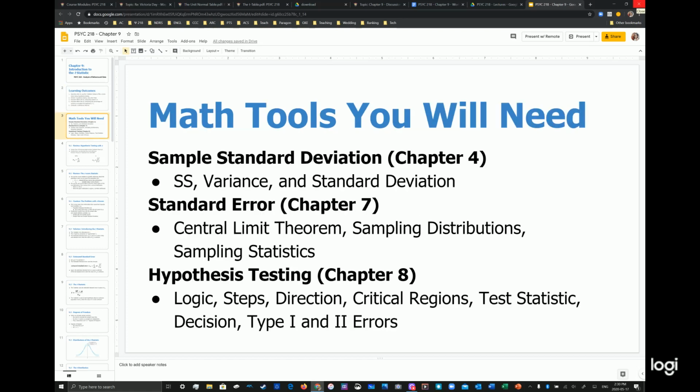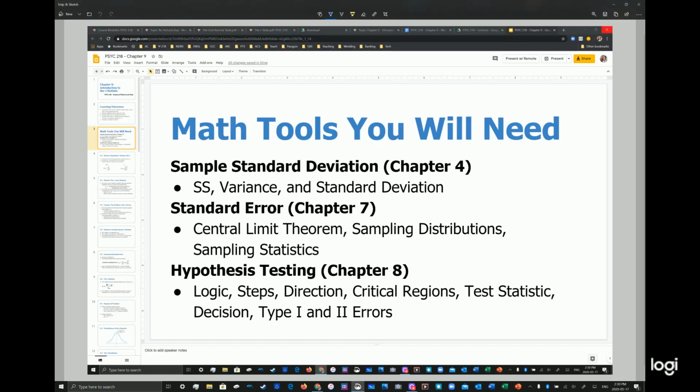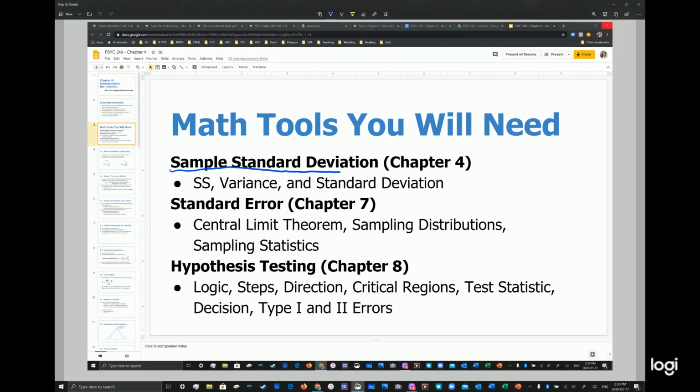So the math tools we're going to need for this chapter, some of these might be familiar to you already, or at least when you see them, it'll make sense. Because we're working with sample statistics like sample mean and sample standard deviation, we're going to need to make sure we know how to calculate sample standard deviation and why we calculate it in a specific way using degrees of freedom. That's going to be important to us.